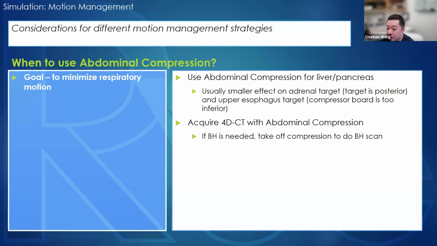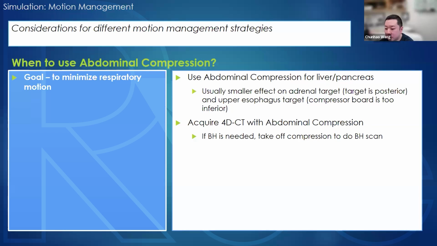Usually, abdominal compression has a smaller effect on adrenal targets or upper esophagus targets, because when the target is very posterior, compressing the anterior belly doesn't really help. And of course, when we're treating an esophagus target, remember we are pressing the belly, and the upper esophagus is far away from that, so the respiratory motion over there is not really relevant to minimize the motion in the belly.